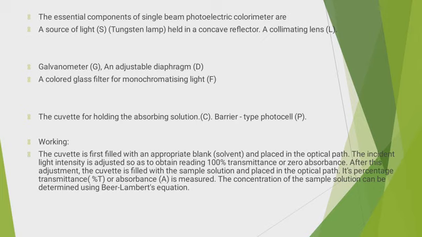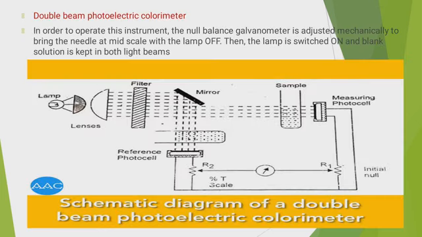As I already explained yesterday, with the single beam colorimeter one sets 100% transmittance and 0% absorbance. After that, make the adjustment, fill the cuvette with the solution and measure the absorbance, and plot the graph. With the help of the graph we can calculate the unknown absorbance or intensity of absorption of the radiation.